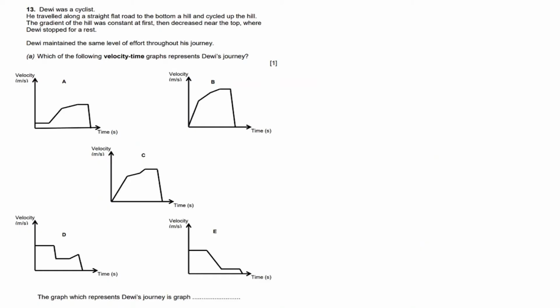So let's have a look at our first question. Dowie was a cyclist. He travelled along a straight flat road to the bottom of a hill and cycled up the hill. The gradient of the hill was constant at first, then decreased near the top, where Dowie stopped for a rest. Dowie maintained the same level of effort throughout his journey. Which of the following velocity time graphs represents Dowie's journey?